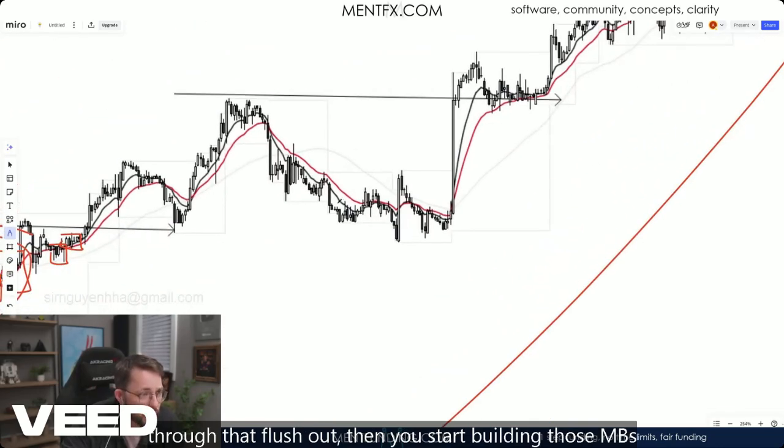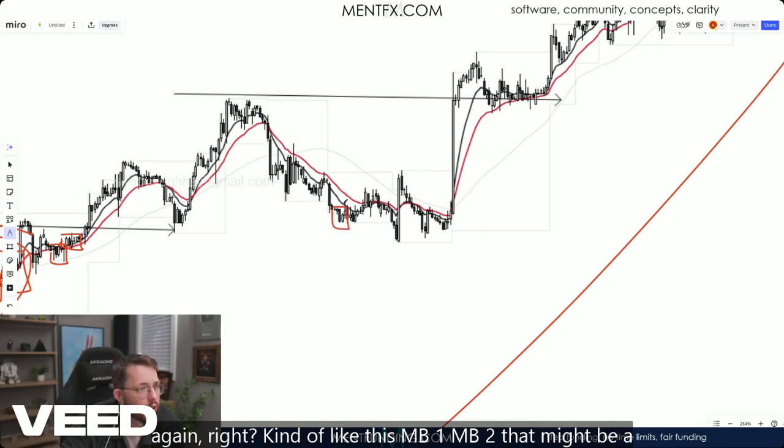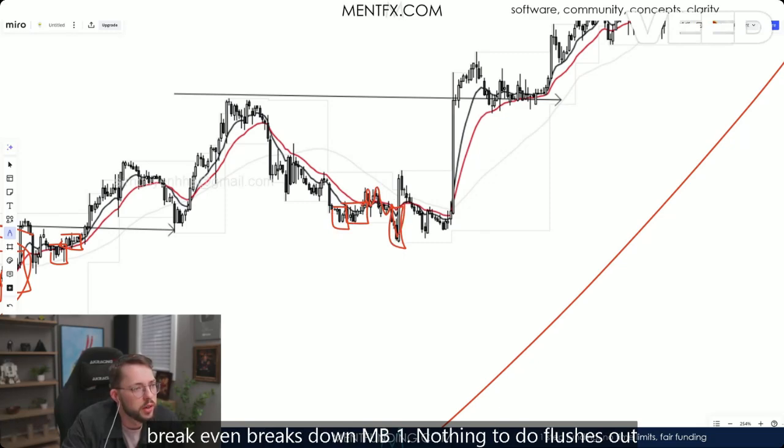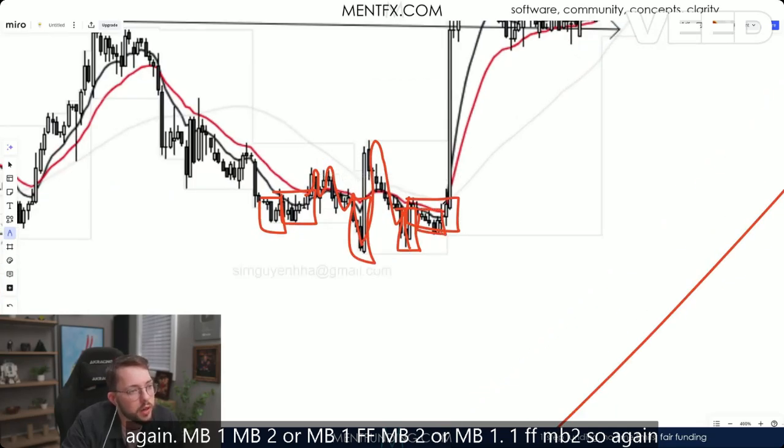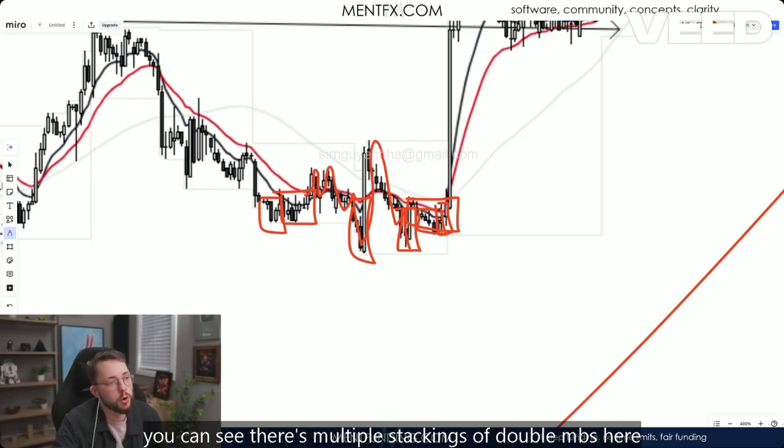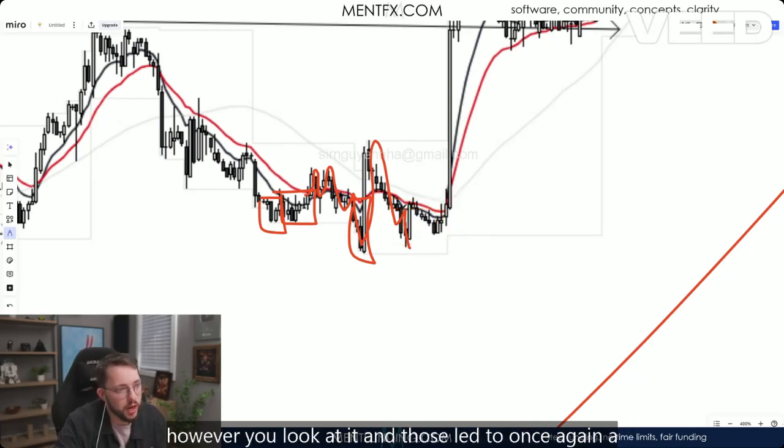Then you start building those MBs again, right? Kind of like this MB1, MB2. That might be a break even, breaks down. MB1, nothing to do, flushes out again. MB1, MB2, or MB1, FF MB2, or MB1, FF MB2. So again, you can see there's multiple stackings of double MBs here, however you look at it.